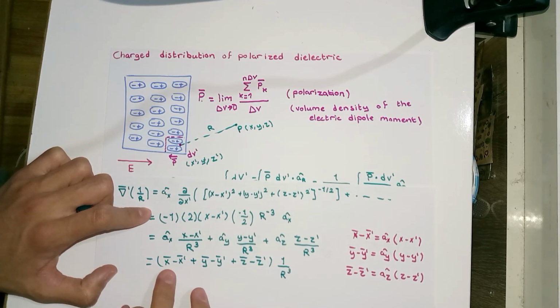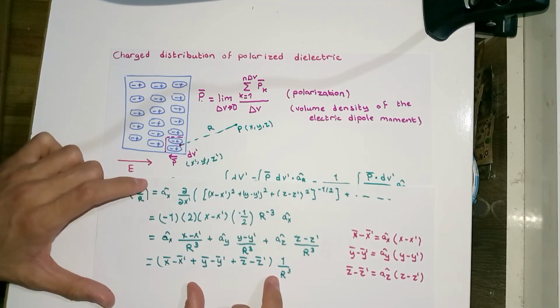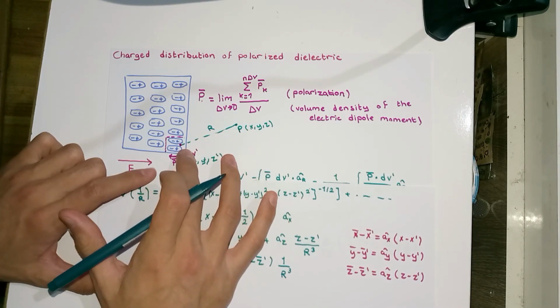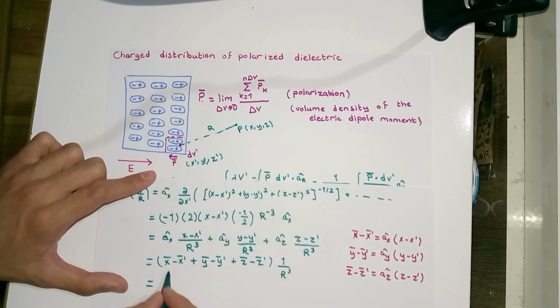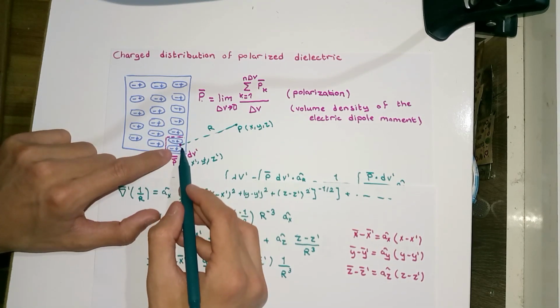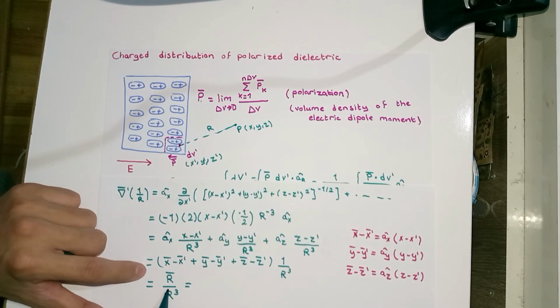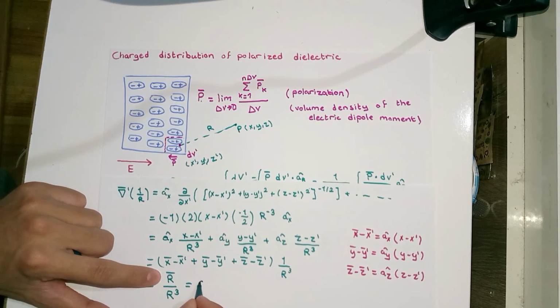And notice that this summation is equal to the radial vector. This summation is equal to the radial displacement between this point and this point. So this whole summation is equal to the vector r, which is representing the displacement from this point to this point, as this vector is equal to the unit vector a sub r times the distance, which is r. By doing some algebra, this is going to be simplified into this.